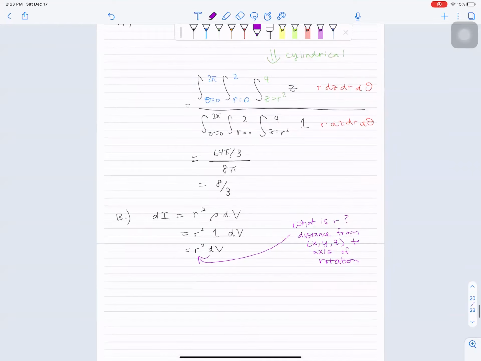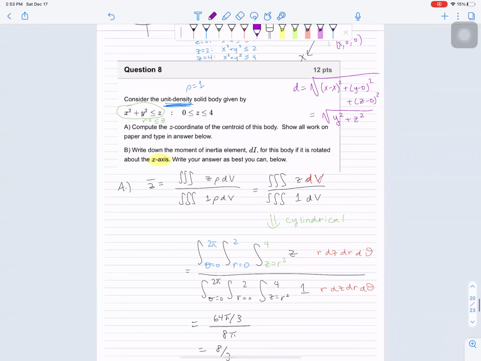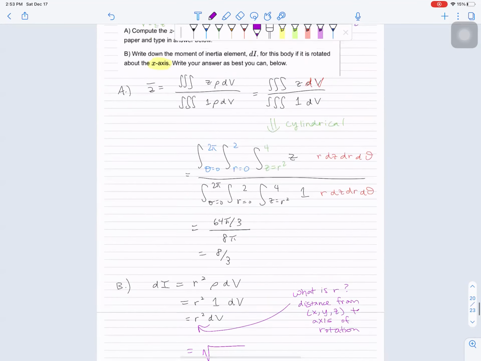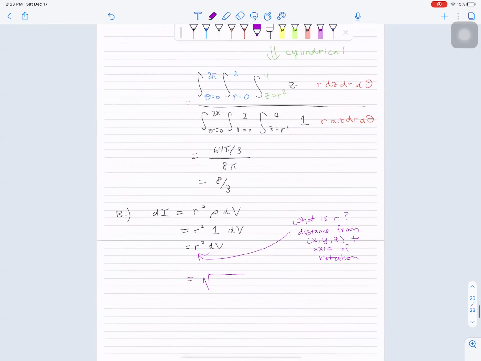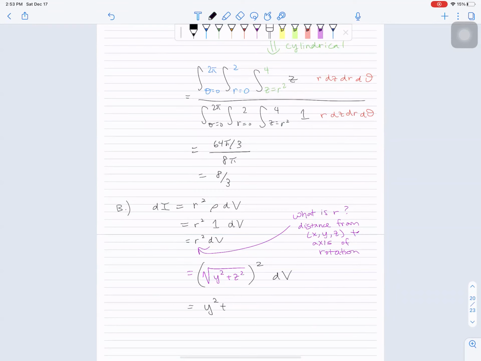So I have my r is the square root of y squared plus z squared. But I have r entirely squared, dV. So my moment of inertia element is going to be y squared plus z squared dV, because the square root and the square cancel out.